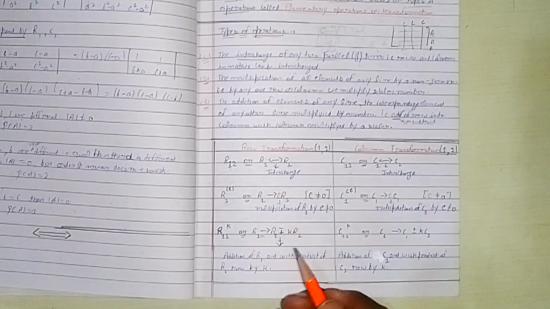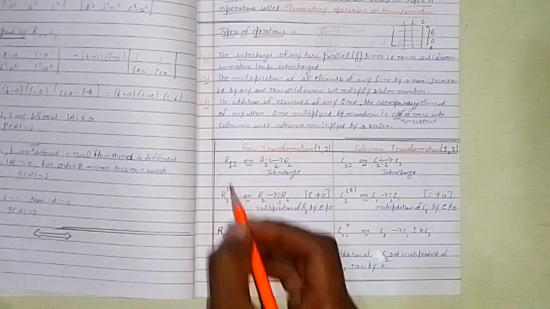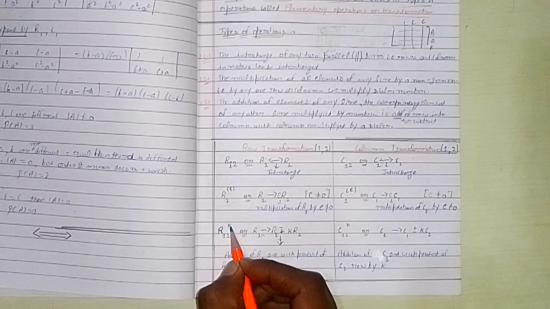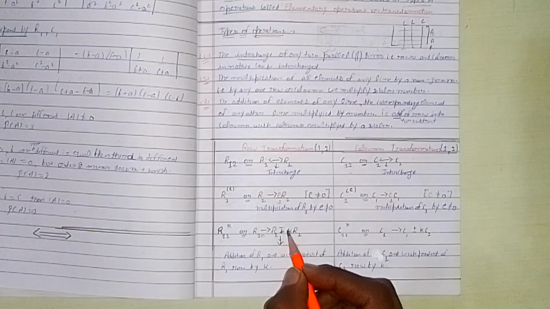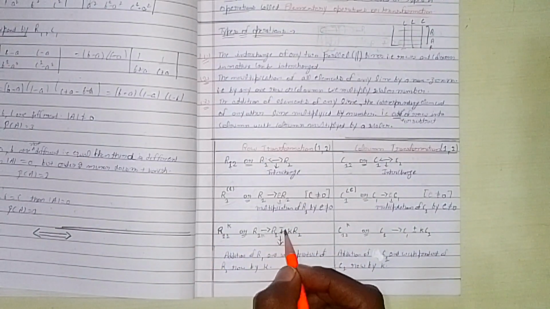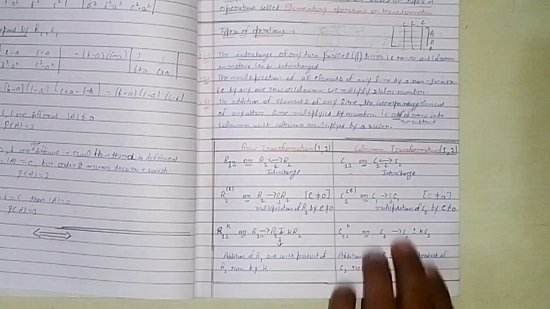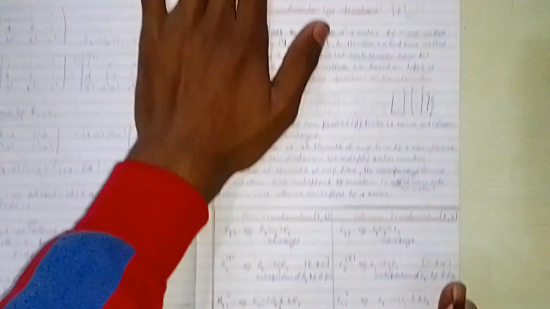And R12 with k, what does that mean? Does 12 mean interchange? No, here 12 means row 1 stays as it is, row 2 is multiplied with k and added to row 1, and there is some case of plus or minus. That's it. Is that clear to you? This is all about elementary transformation.